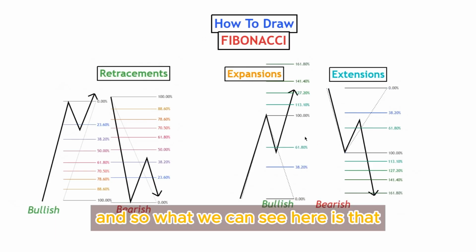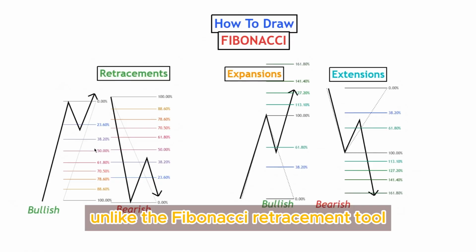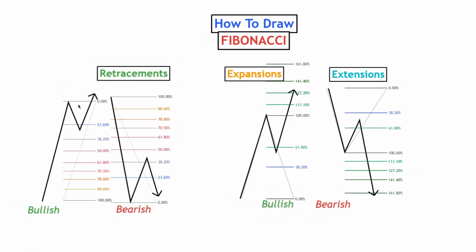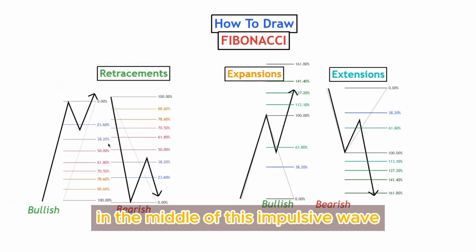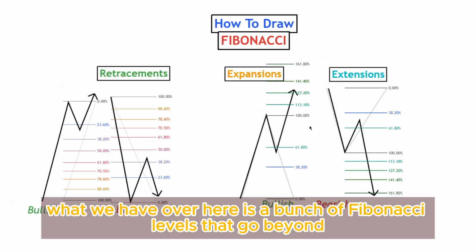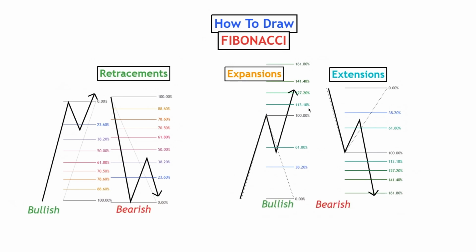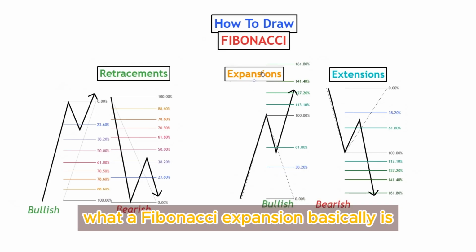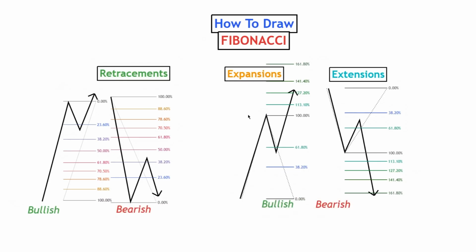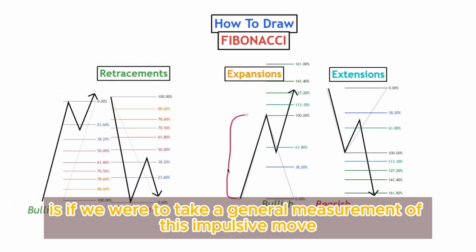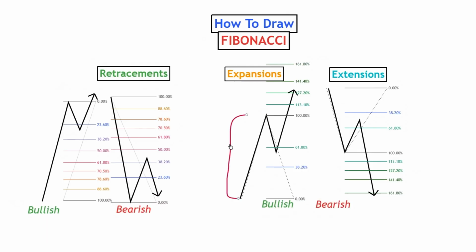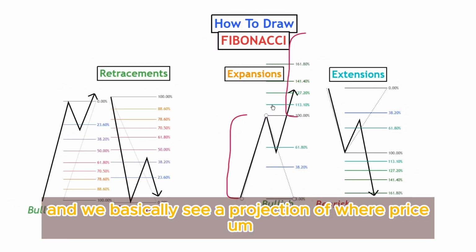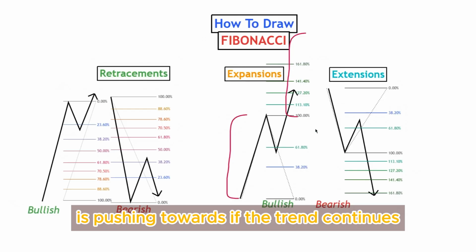And so what we can see here is that unlike the Fibonacci retracement tool, which gave us a bunch of Fibonacci levels in the middle of this impulsive wave, what we have over here is a bunch of Fibonacci levels that go beyond the impulsive wave. So going back to Fibonacci expansions, what a Fibonacci expansion basically is, if we were to take a general measurement of this impulsive move and project it out, then we basically see a projection of where price is pushing towards if the trend continues.